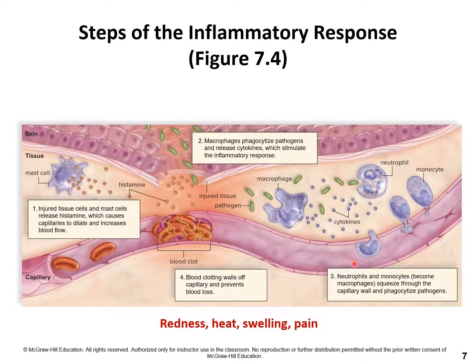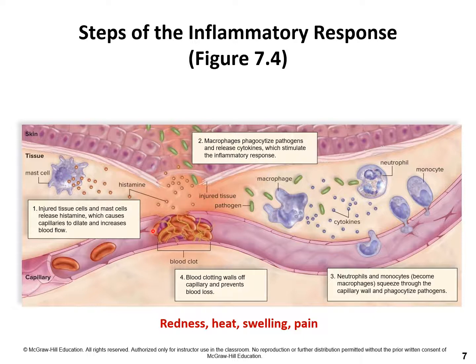So the other part of this inflammatory response is that blood clotting occurs. So the other formed elements of the blood, the platelets, are going to form blood clots, so that they can seal the walls of any damaged capillaries to help prevent blood loss.